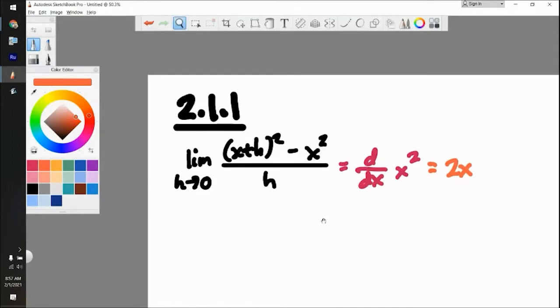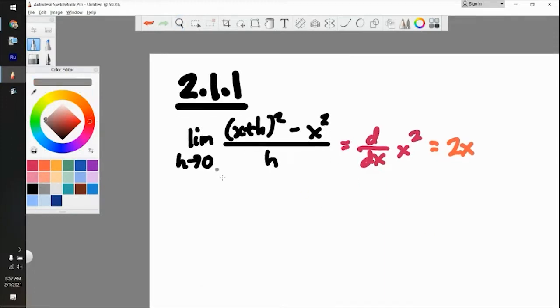Okay? But what happens if I replace all of those x's with, let's do like a 3. It doesn't matter. Well, that just means the derivative of x squared when you're plugging in x is equal to 3. So you have a little line there that says x equals 3. You wouldn't need this anymore, it would just be 2 times 3, which would be 6. So all I did was change the x there.